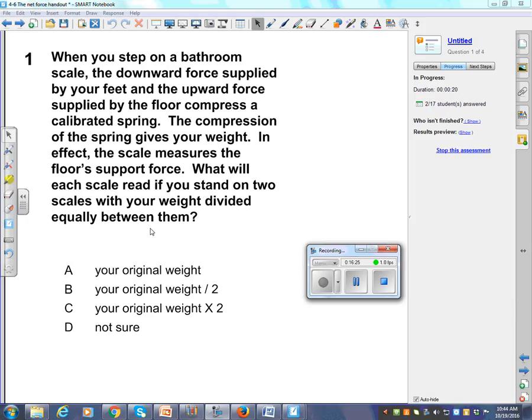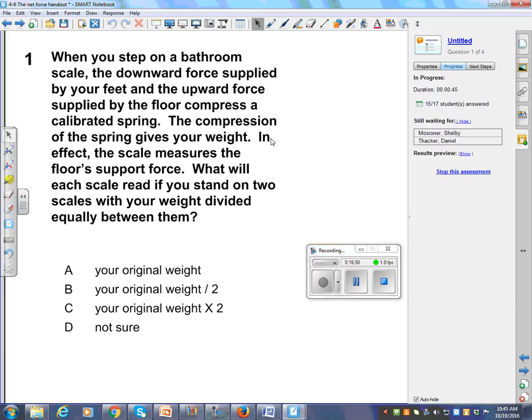Holy, 850 newtons. What if I've got two and I stand like one on each? What's it going to read? Okay, go ahead and answer. Is it going to be your original weight divided by 2, your original weight times 2, or not sure? The answer is not sure.